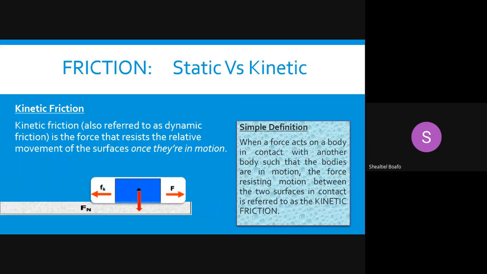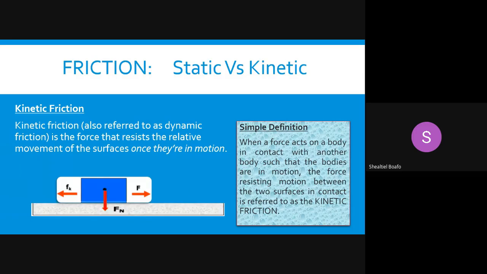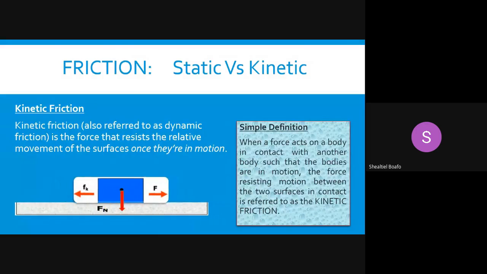So there must be a force in action, and the bodies must be in motion. Then we can say that the force resisting motion between the two surfaces is what we refer to as the kinetic friction. So in defining it, we put all the ideas together, and then it becomes a whole.